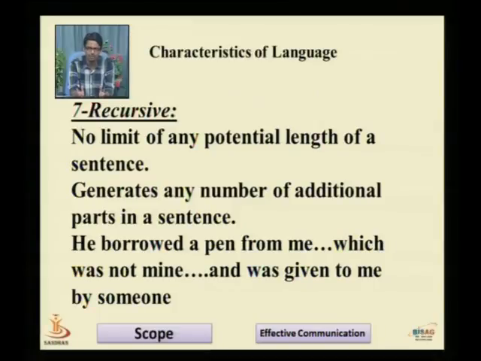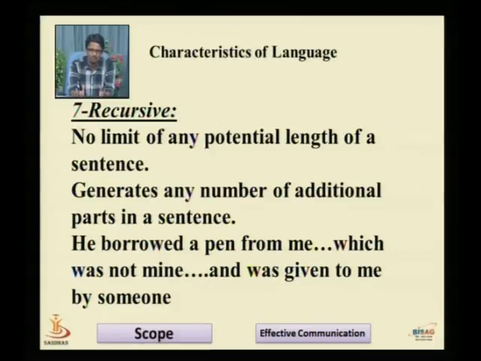He borrowed a pen from me which was not mine. Full stop. Or else remove the full stop. He borrowed a pen from me which was not mine and was given to me by someone. Full stop. Or else again remove the full stop and you add something, add something, add something. So you can add and omit things in the sentence.